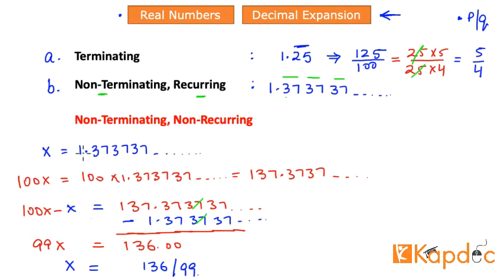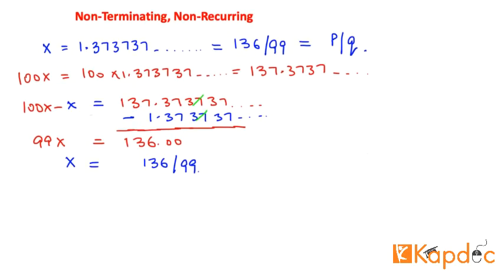That means the number that was originally in the non-terminating but recurring form, this number x, can be equated to 136 over 99. And that is nothing but a form of the number p over q. And therefore we can say that non-terminating and recurring decimal numbers are also classified under rational numbers. Or in other words, both of these categories A and B are part of the rational numbers. Okay. Now what are the examples of non-terminating and non-recurring? Let us take a look at that with the help of an example.